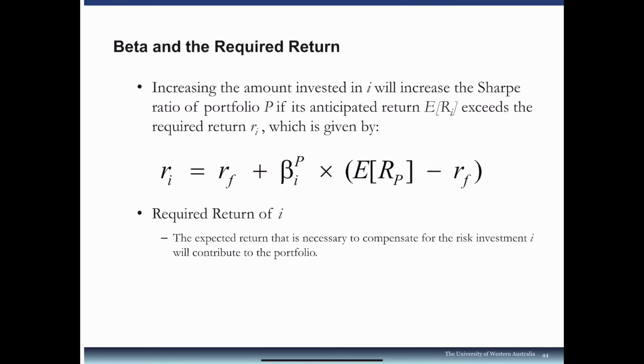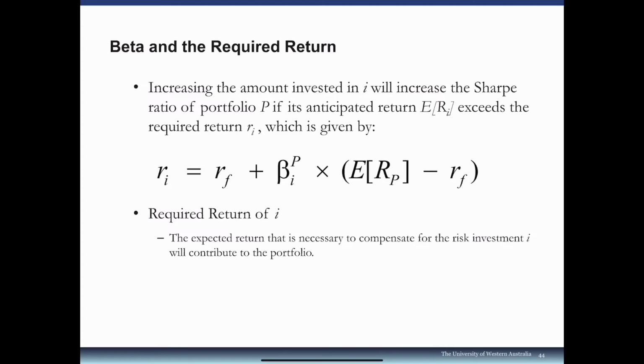So increasing the amount invested in I would increase the Sharpe ratio of portfolio P if its anticipated return E[RI] exceeds the required return of RI, which is given by this formula. So the required return RI equals RF plus beta of I with P times E[RP] minus RF, if you rearrange the previous formula. And that gives you the required rate of return of investment I. So it is the expected return that is necessary to compensate for the risk investment I will contribute to the portfolio. And you can see that we're getting very close to a formula that we already saw last week.